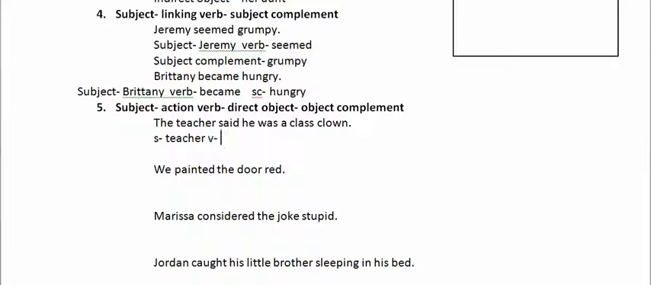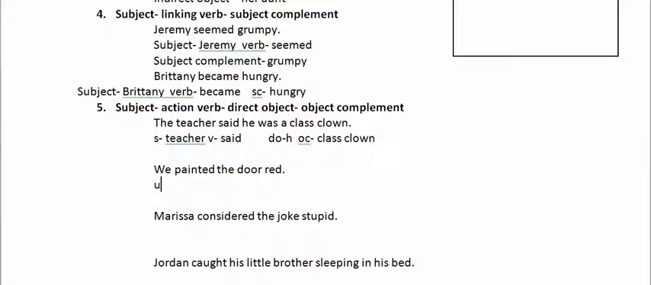The teacher is the subject because he is doing the action. The verb is said. He's speaking. So what is having the action done to it? This person, he, whoever he is, is the direct object. So the object complement is a class clown because it's describing the object. So I have OC as object complement.